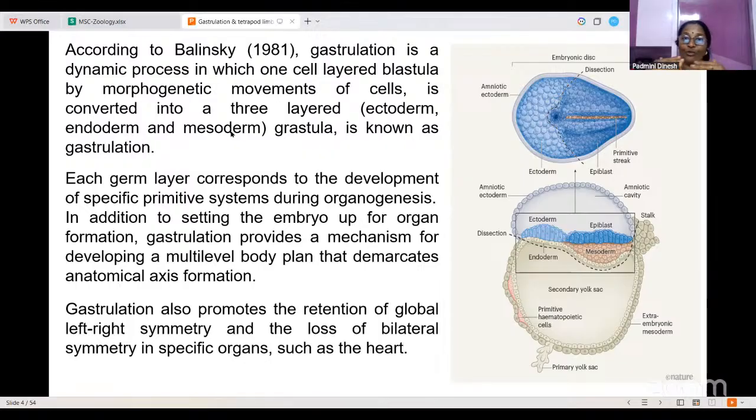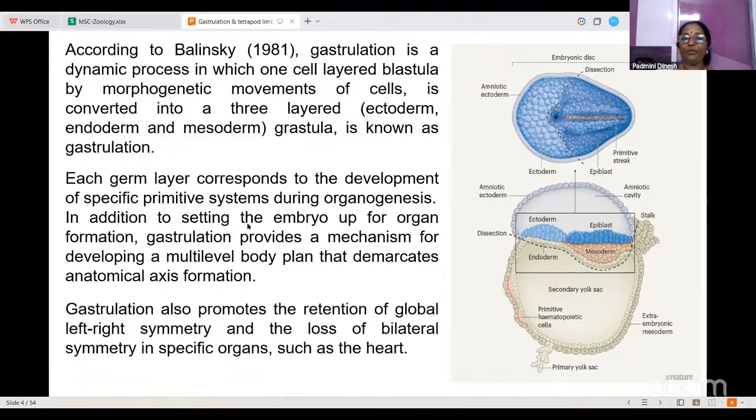So if all this is placed correctly, one below the other, only then are we going to have our proper organs. If there is a change in this, then definitely the organism is not going to form like what an organism has to look like. So gastrulation is very, very important in one's life. Okay, each germ layer corresponds to the development of specific primitive systems during organogenesis. What is organogenesis? Formation of organs.